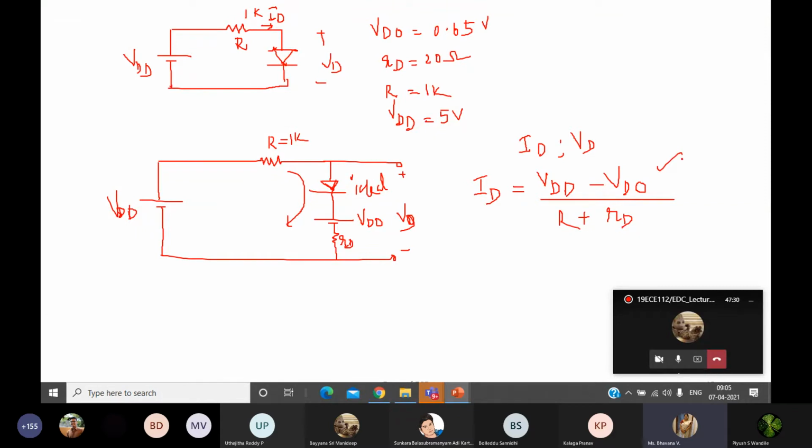This is a GATE question. When I wrote the GATE exam, this question was there. Is it clear how to obtain this ID? ID is equal to VDD minus VD naught divided by R plus RD. Students used to make mistakes in the denominator. They will not consider R. Most of the time they will include only RD. Then the entire thing will go wrong.